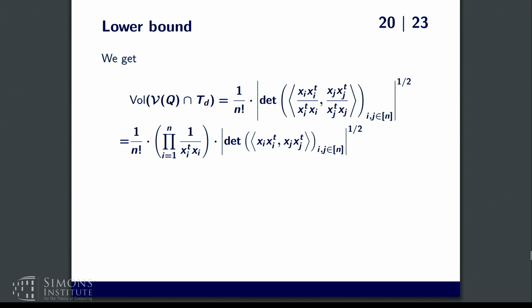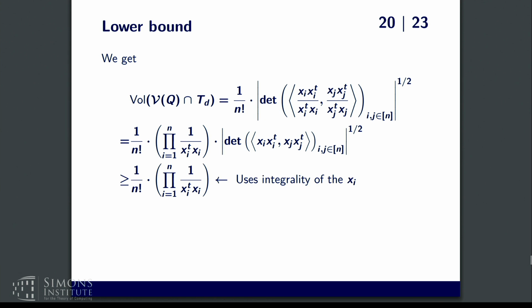And now all these vectors are integer. And as a result, these inner products are also integer. And so we have a determinant of an integer matrix. And we know it's non-zero because these things are full dimensional, so they can't have volume 0. And so this has to be at least 1.